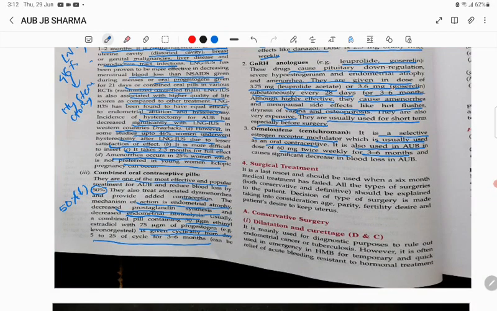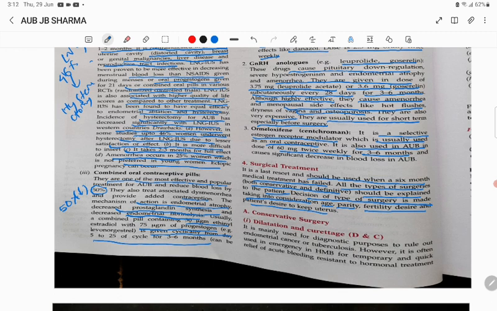Surgery is the last resort and should be used when 6 months of medical treatment have failed. All types of surgery, both conservative and definitive, should be explained to the patient. The decision on the type of surgery is made considering the age of the patient, parity, fertility desire, and the patient's desire to keep the uterus.